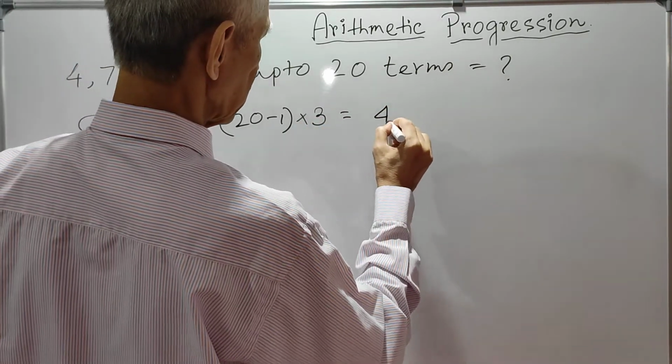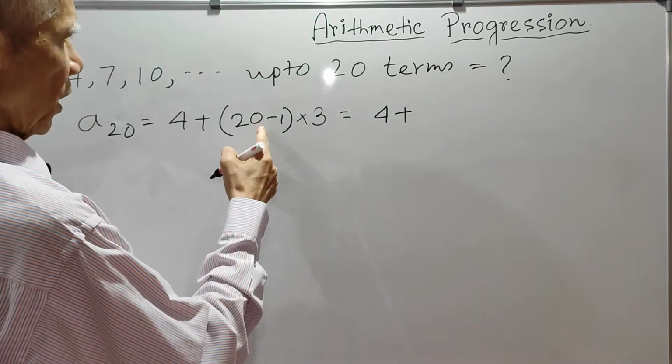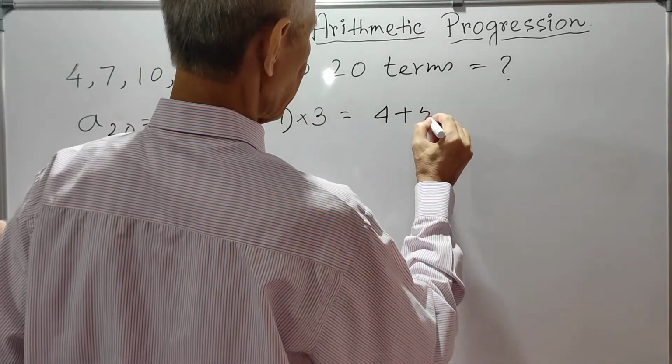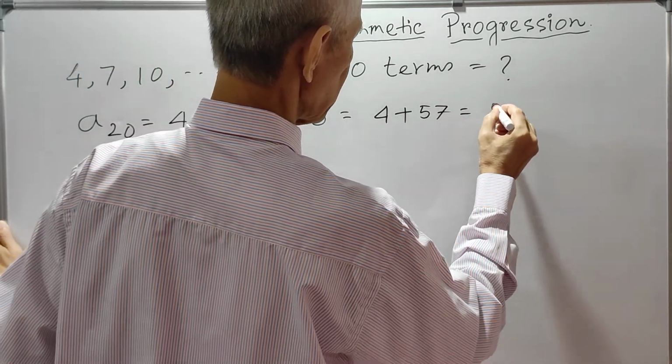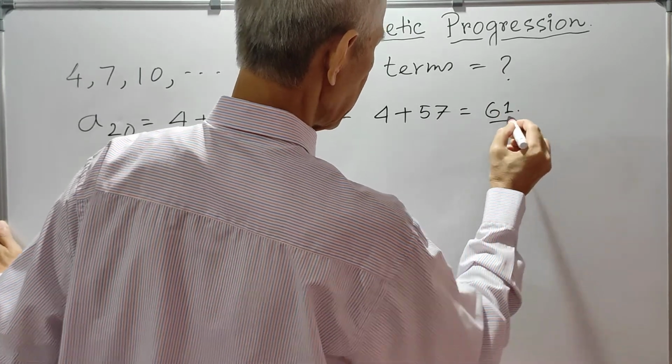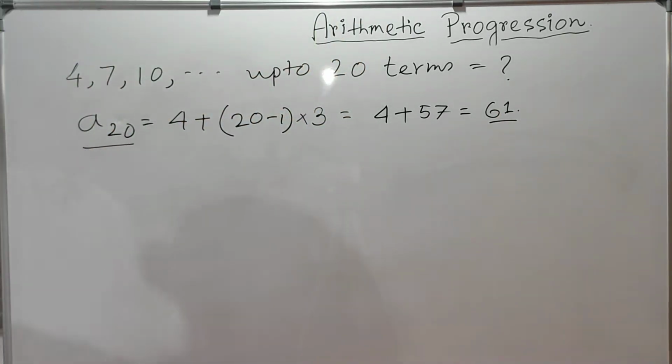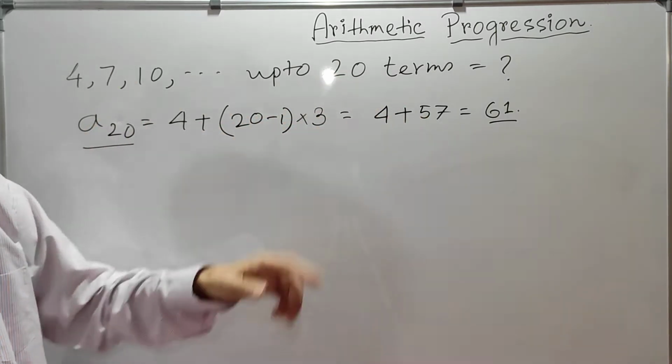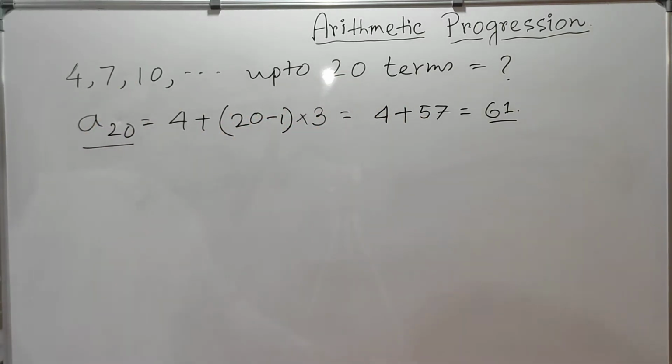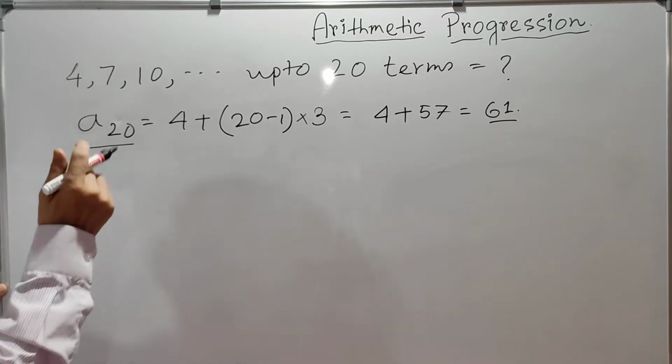So what do you get? 4 plus 19 into 3, 57. That means 61. So 61 is what? A20. That means the 20th term. So first of all, we must find out the 20th term. All right. Now let us use that method.